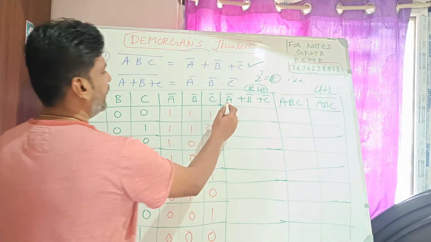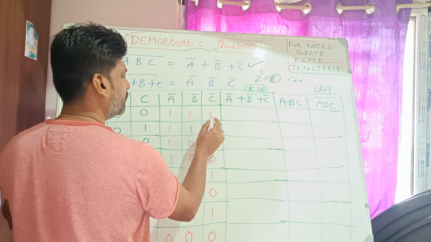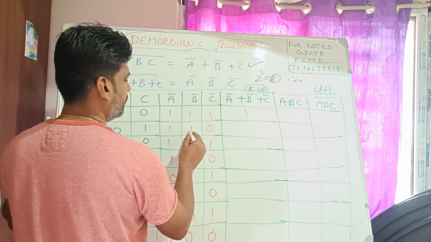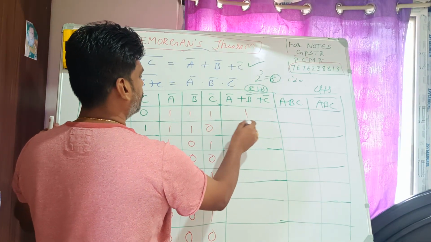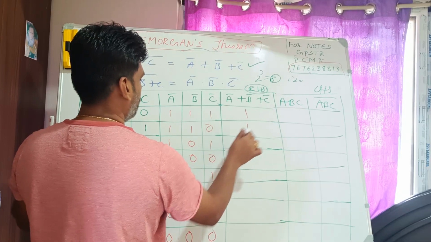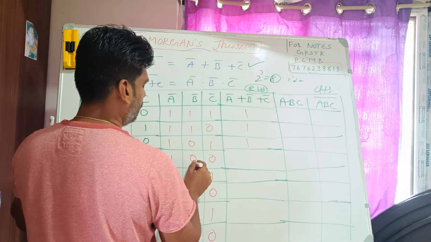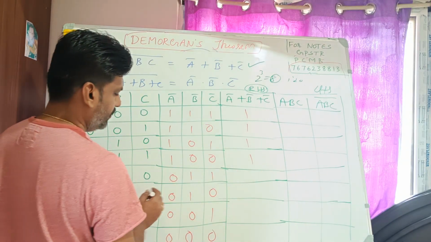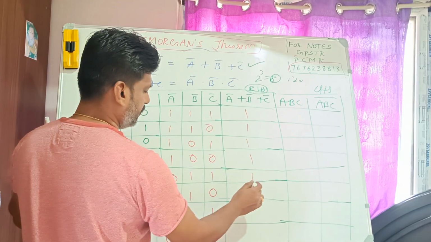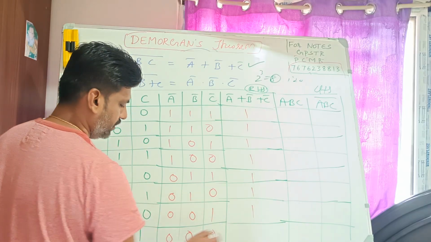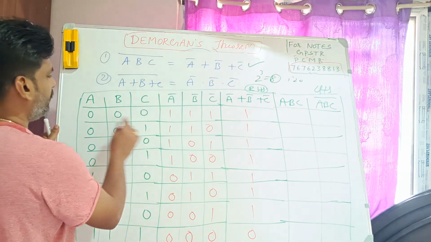Now, after that, addition of these three means this and this and this. What is 1 plus 1? 1. What is 1 plus 1? Still it is 1. What is 1 plus 0? It is 1. 1 plus 0? 1. 1 plus 1? It is 1. 1 plus 0? 1. Right? So like this, what is 0 plus 1? 1. 1 plus 1 is 1. 0 plus 1? 1. 1 plus 0? 1. 0 plus 0? 0. Last one, 0 plus 0 plus 0 is 0. Right? Then for ABC, we should do the product of these three.